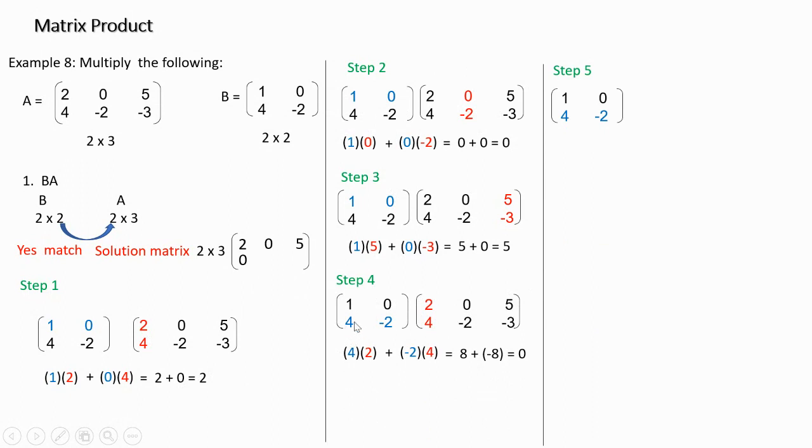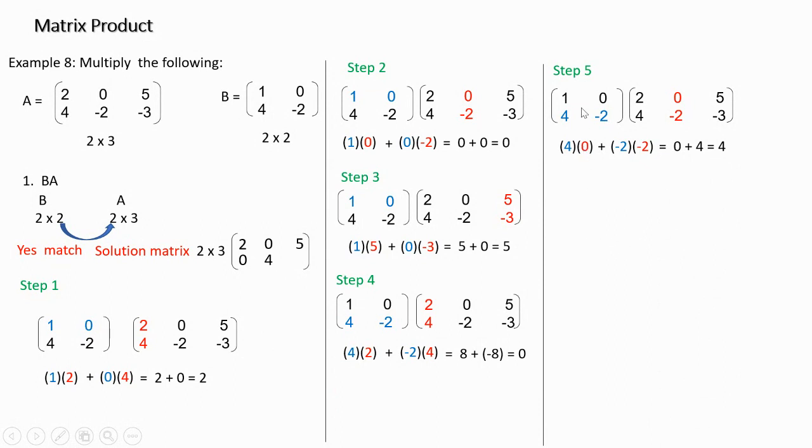And again, after multiplying the second row times the second column, which is going to be in red, 4 times 0 plus negative 2 times negative 2. So the answer will be 0 plus 4. The answer is 4. So the 4 goes in that slot right there.